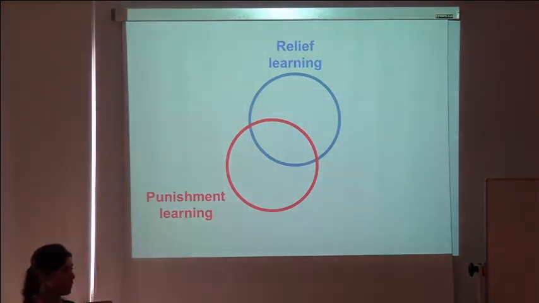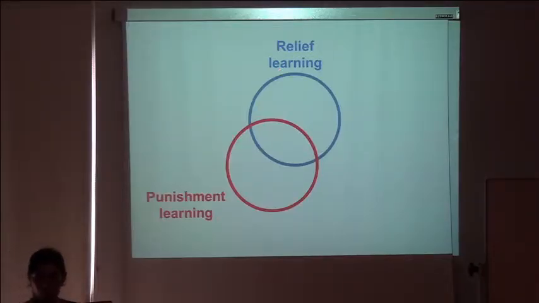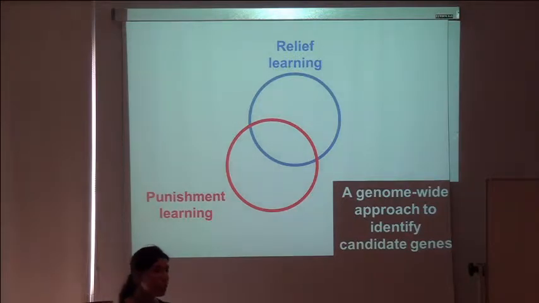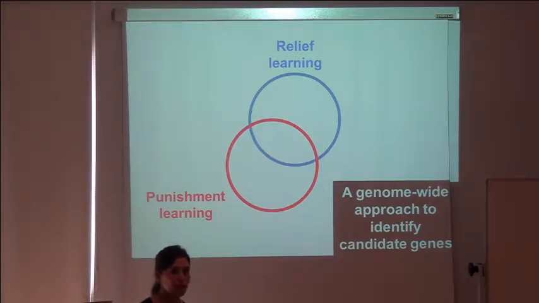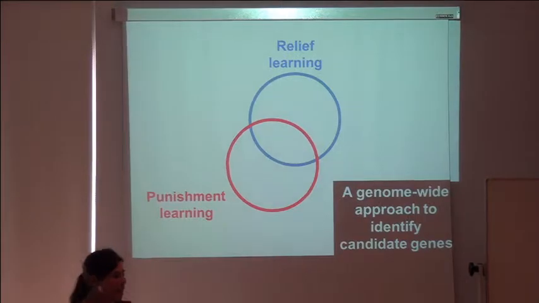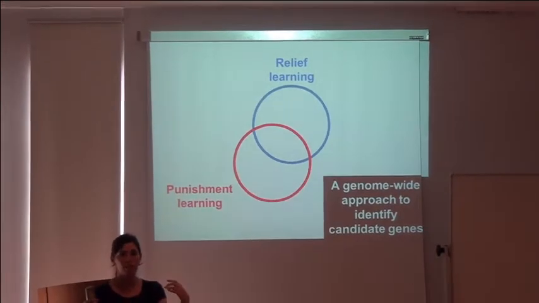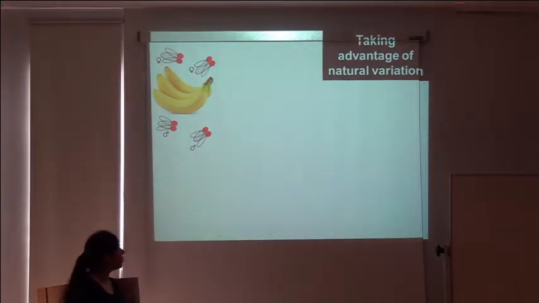And that's why we started this project. What we want to do is to map candidate genes for relief learning and for punishment learning and to see what overlaps in between. So synapsin and white will end up here if we plot them in this Venn diagram. To come up with candidate genes, we decided to do a genome-wide strategy. Typically, a Drosophila researcher would take mutants, like thousands of them, and test them one by one in relief learning to see which genes are important. But this is not really clever for relief learning because it's a very long procedure and it's not really high throughput at all. That's why we decided to skip the mutants and take advantage of natural variation.